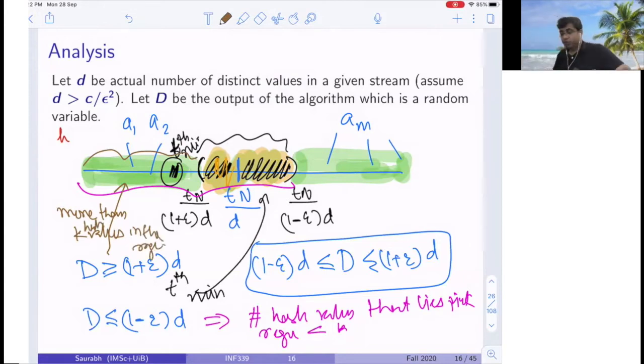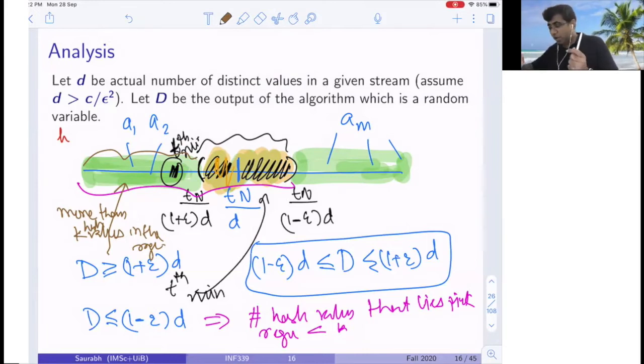Okay. So this is the picture which we have to keep in mind. So what we wanted to estimate was Tn over D, and the reason I could be wrong is that my kth minimum could be part of the green region.